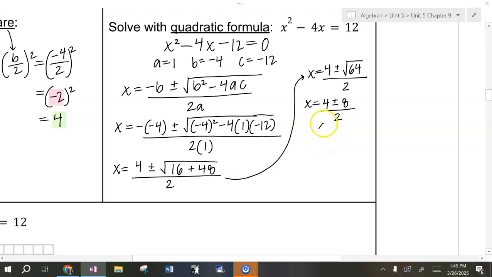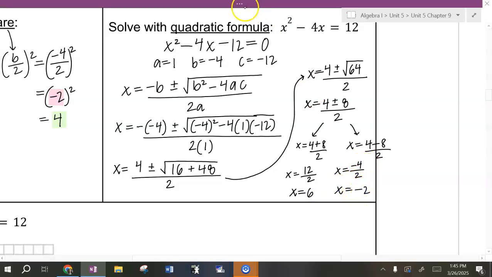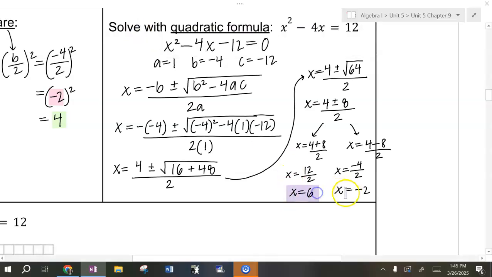Now you split it up. It's x equals 4 plus 8 over 2, or x equals 4 minus 8 over 2. You have to do the numerator first. 4 plus 8 makes 12 over 2. 4 minus 8 makes negative 4 over 2. For the first answer, 12 over 2 is 6. For the second answer, negative 4 over 2 is negative 2. Again, notice we got the exact same two answers, but factoring was definitely faster.